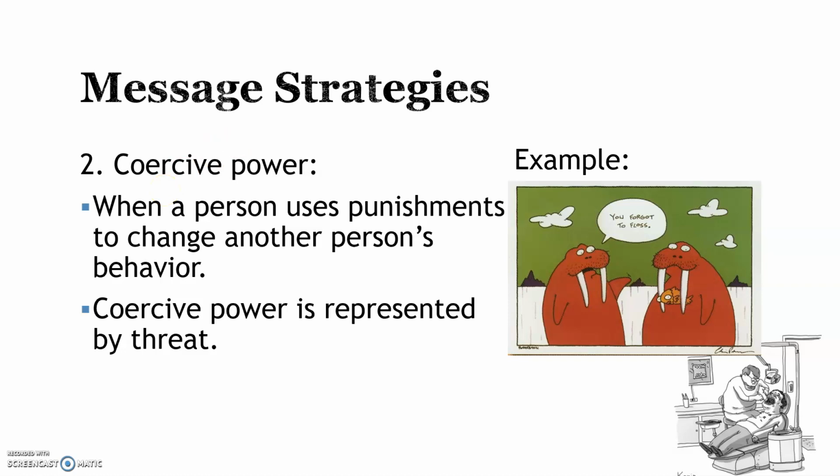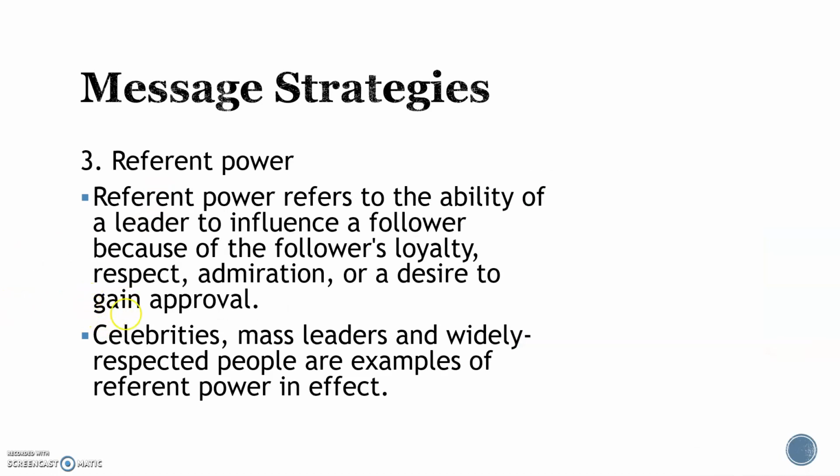For the next three strategies, we're going to talk about what we could do regarding the source of the message, the sender of the message, where this message comes from. First, we can make this message come from something called referent power. Referent power refers to the ability of a leader to influence a follower because of the follower's loyalty, respect, admiration, or desire to gain approval. Some commonly used referent power includes well-known celebrities, mass leaders, and widely respected people.